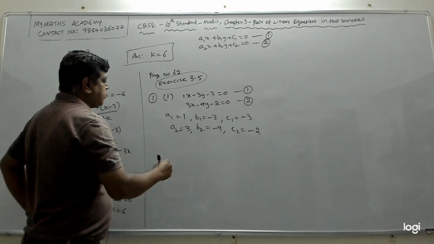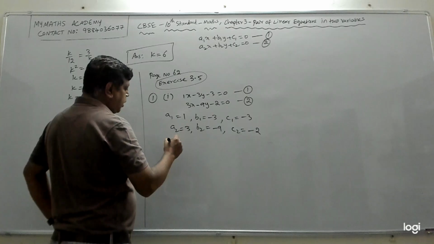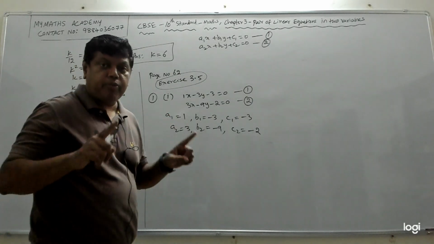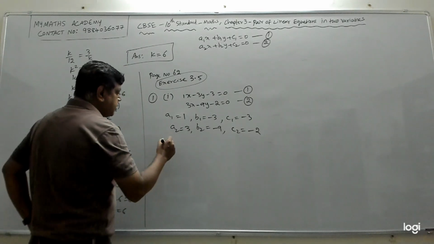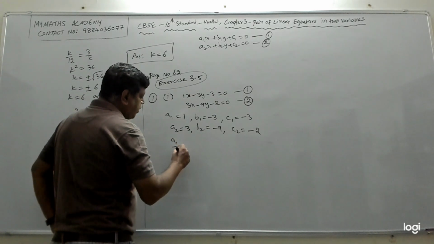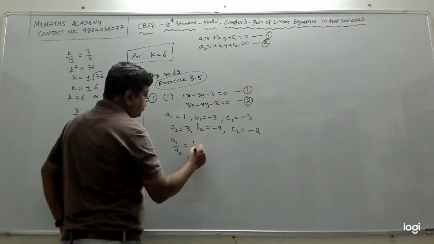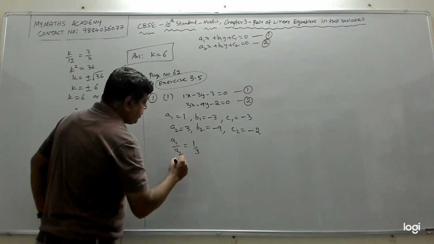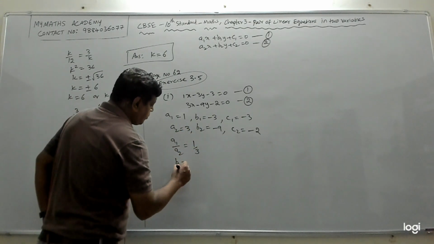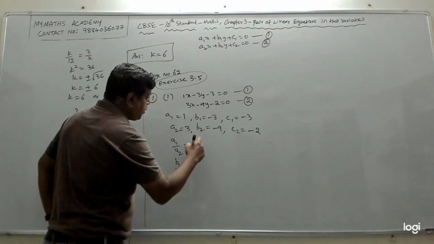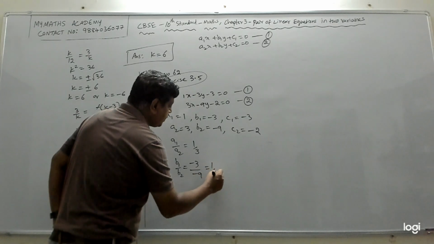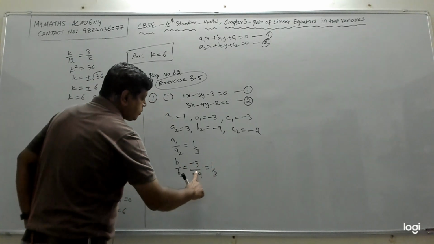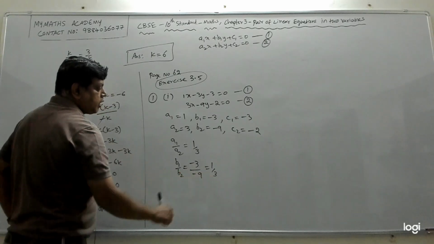Now let's check whether it has a unique solution. For that we have to check the condition in table 3.4 on page number 46 in your textbook. What is the condition? Let's find a1 by a2. We need to find the ratios. What is a1 by a2? 1 by 3. What is b1 by b2? b1 is minus 3, b2 is minus 9. That gives me 1 by 3. If you cancel, minus minus will get cancelled, then 3 ones are 3, 3 threes are 9.